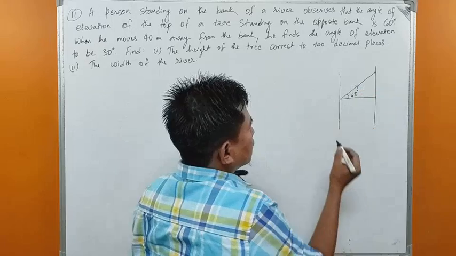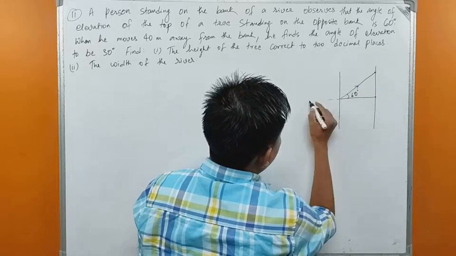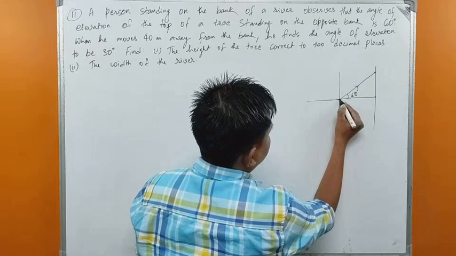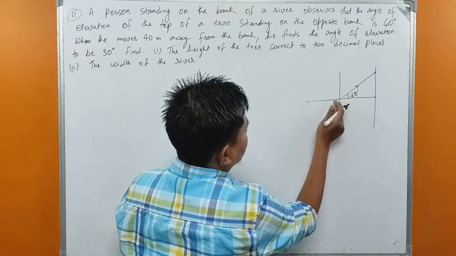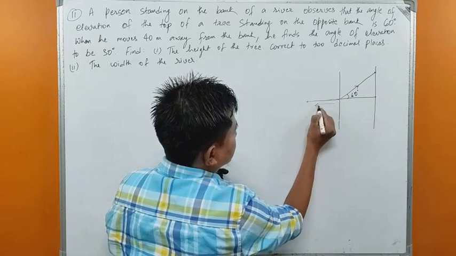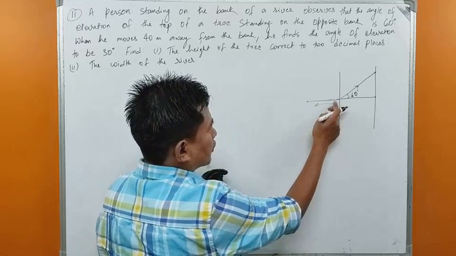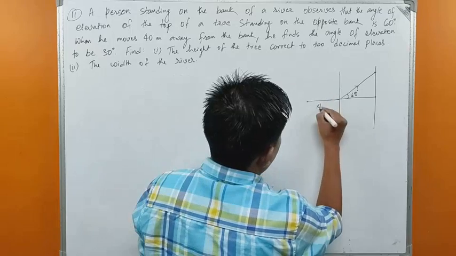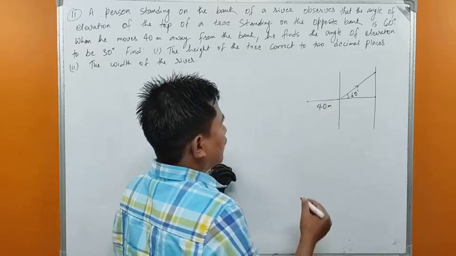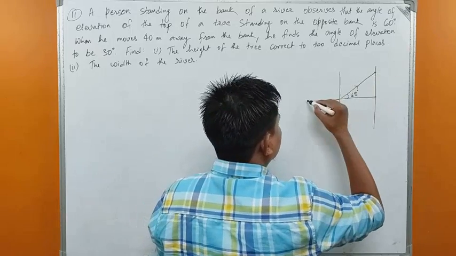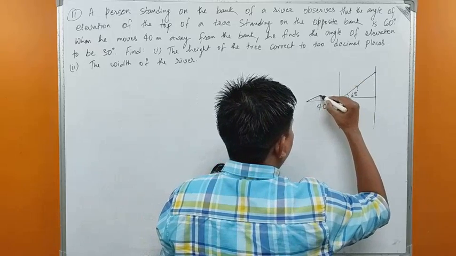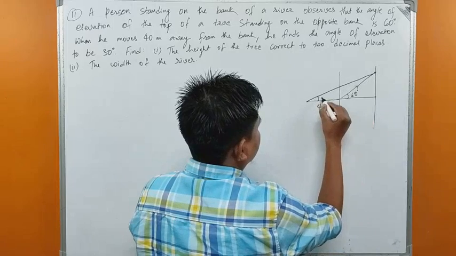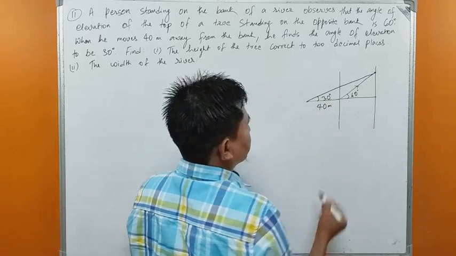Okay, now the person moves 40 meters away from the bank. The bank of the river is here. He moves 40 meters away. Away means towards this direction, isn't it? He moves 40 meters away from the bank towards this direction. That is 40 meters. Now again he observes the top of the coconut tree, but at that time the angle of elevation is 30 degrees, isn't it? Angle of elevation is 30 degrees.